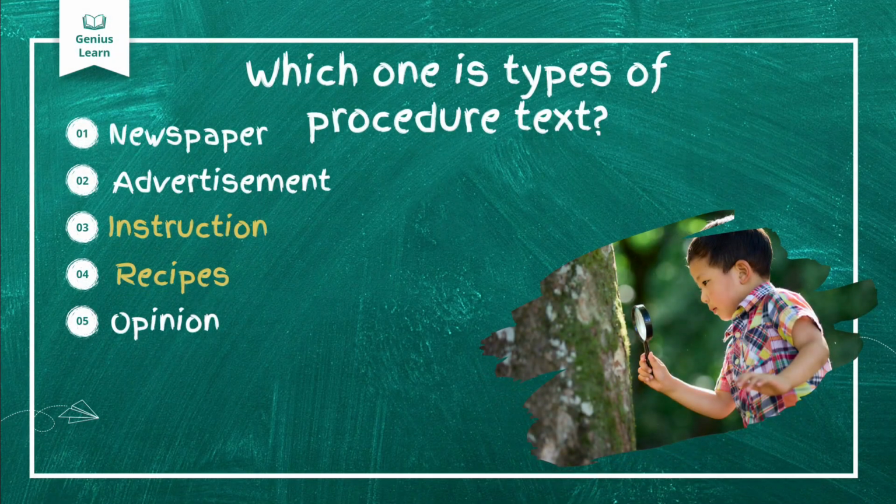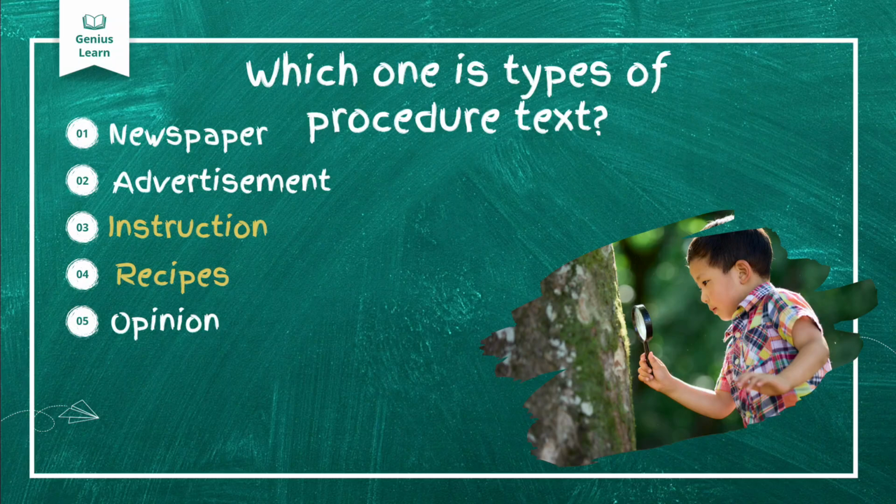Okay, the correct answer is number 3 and number 4. It is instruction and recipes. So for every one of you who answered number 3 and 4, I say congratulations, you already understand about the types of procedure text. The newspaper, advertisement, and opinion are not included in a procedure text. They are included in a different kind of text.